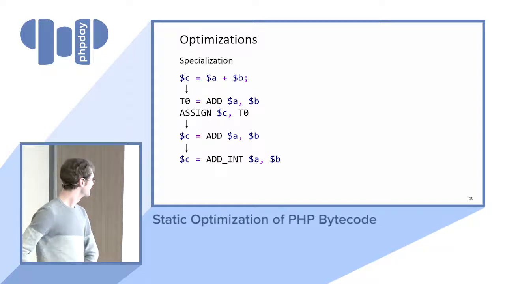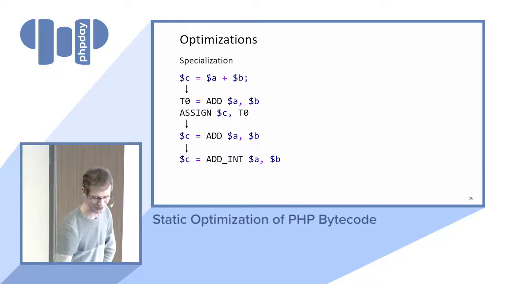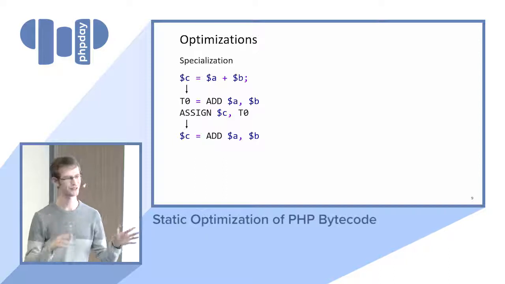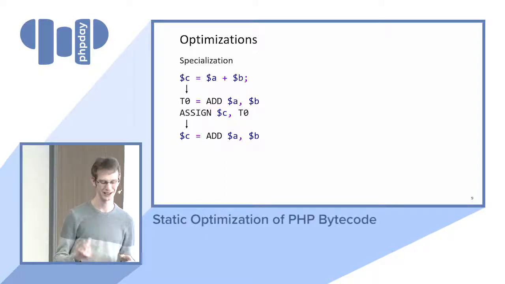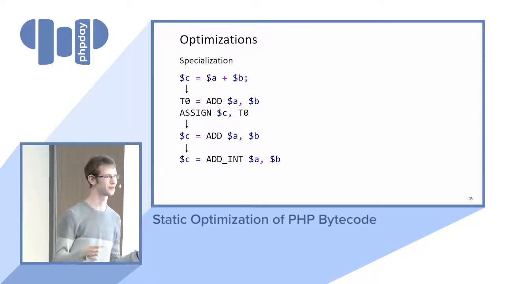Okay, where was I? Yeah, so generally, we're here. We have to check the types first, but if we know at compile time that actually A and B are both integers, we can use a special instruction which directly performs the addition and does not perform type checks.